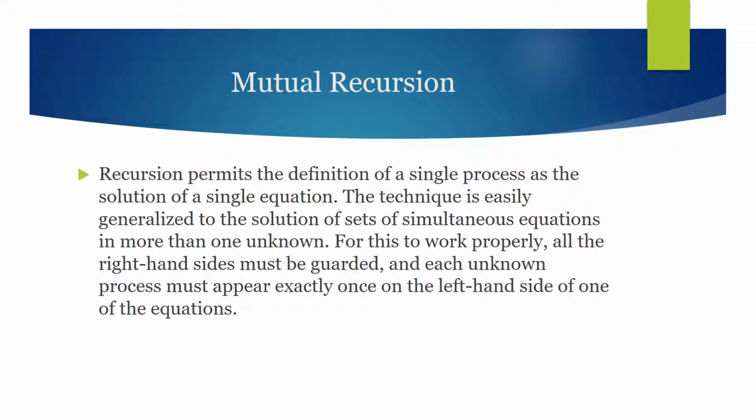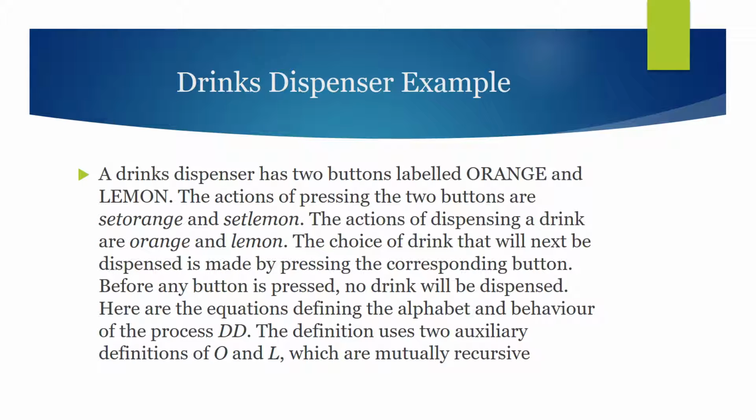Next we come to an important topic called mutual recursion. What is mutual recursion? A recursion permits the definition of a single process as the solution of a single equation. The technique is easily generalized to the solution of sets of simultaneous equations in more than one unknown. For this to work properly, all the right hand sides must be guarded, and each unknown process must appear exactly once on the left hand side.